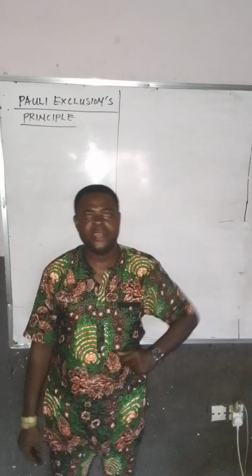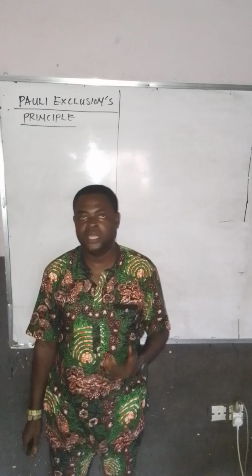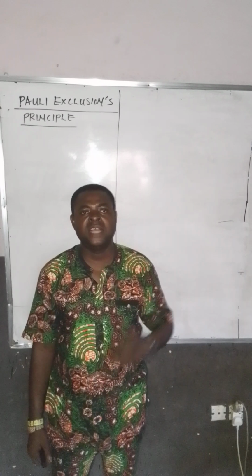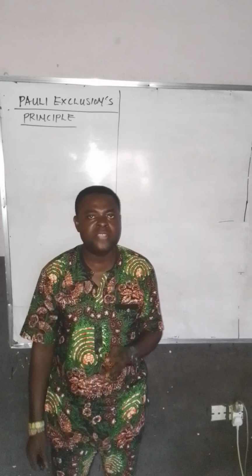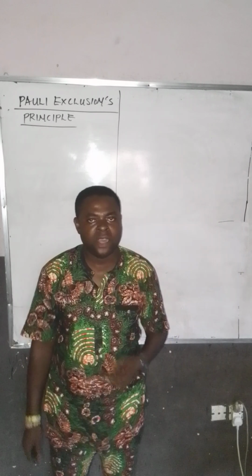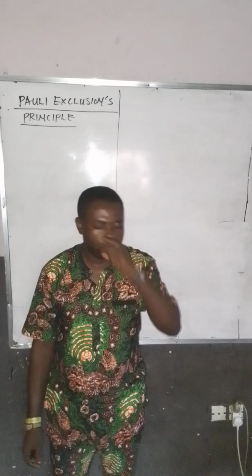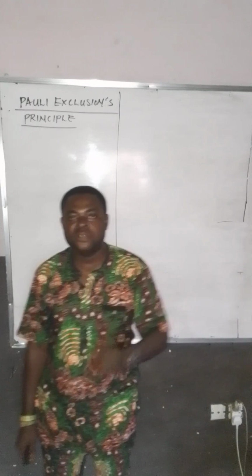Now, in this area, we have been dealing with electronic configurations and the rules governing electronic configuration. We have talked about Heisenberg's uncertainty principle, the Aufbau principle, and Hund's rule of maximum multiplicity. Lastly, we are looking at the Pauli Exclusion principle.